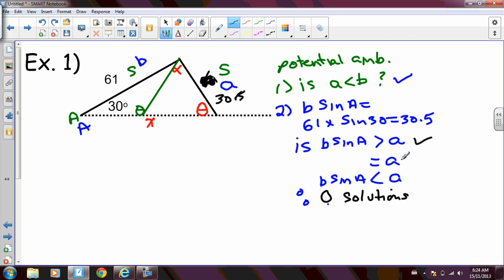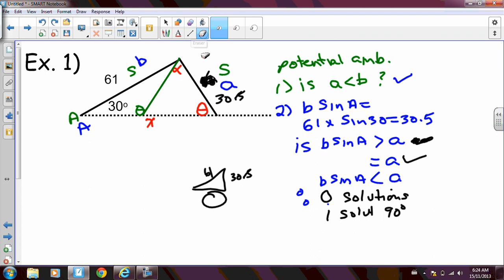If we ended up with exactly 30.5, so the question said this is 30.5, when you go through it, you find that it's exactly equal, and therefore one solution, a 90-degree angle, and you can solve it like a Pythagorean theorem if you choose to. So 30.5, 61, solve for the missing value, done. Okay, so the only one that really requires a significant amount of work at this point will be the second solution, the one with two solutions.